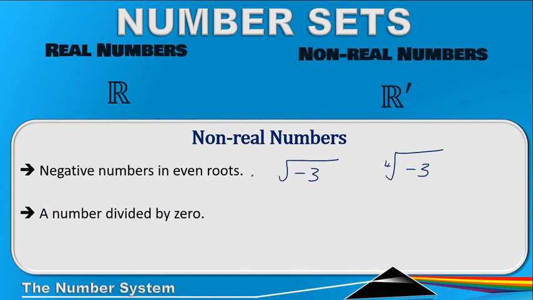Okay, so now a number divided by 0 is the second type. So if I have 5 over 0, this is also something that does not exist. You cannot have 5 out of nothing. So this one is the other non-real number. And once again, type it into your calculator and see if it works. And so these are the two non-real numbers. All other numbers are real and exist.